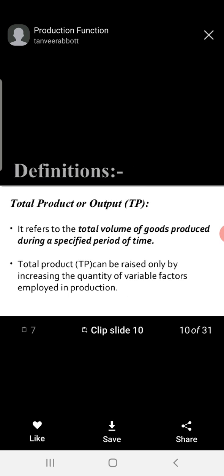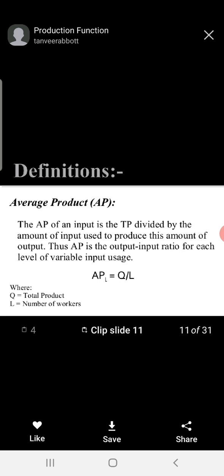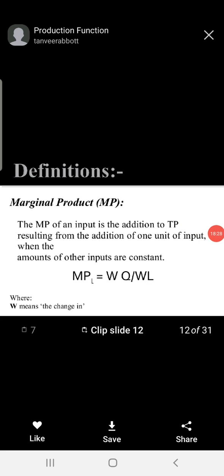Here you have to write the total product. Total product means the volume of goods and services produced within a given period. Average product is the total product divided by the number of commodity. Next one is the marginal product. Marginal product is nothing but the additional product produced by the business firm with the help of an additional unit of a commodity.